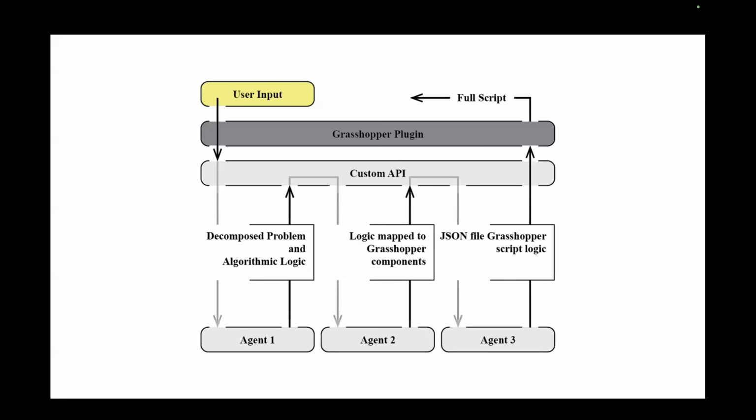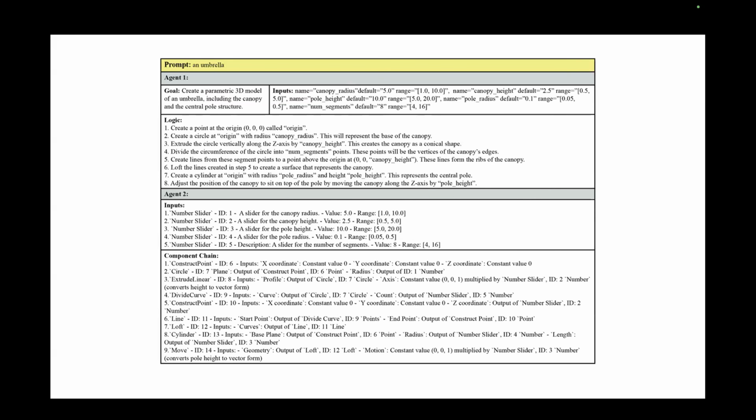And then I would take that language description and ask another agent to take a list of Grasshopper components that I predefined as being available, look at the logic that the other agent wrote, and chain together Grasshopper components to copy that logic, right? So create a point at the origin, and you have to know, okay, there's a construct point component, let's use that one, and then let's use the circle component, and then let's use the extrude component. Just mapping the logic that is described to the Grasshopper components.